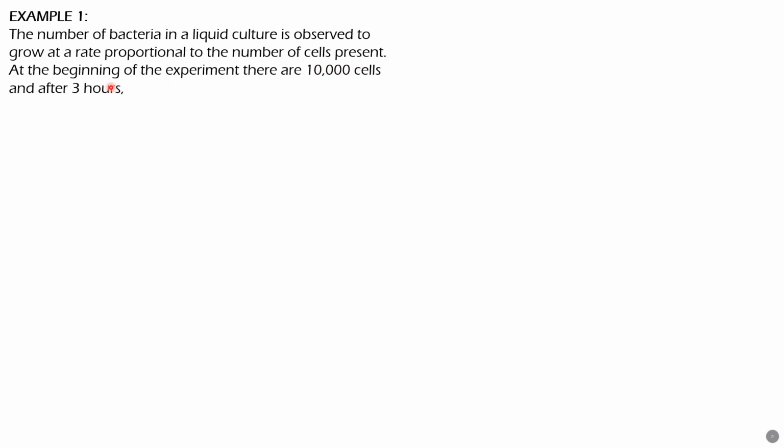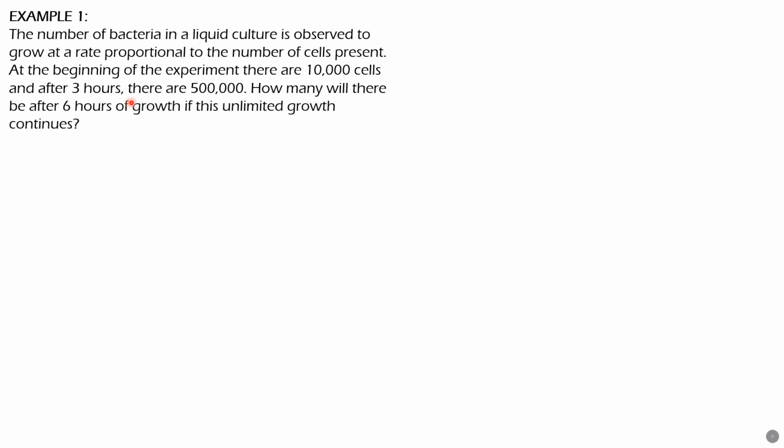So let's have this first example. This is very simple and elementary. The number of bacteria in a liquid culture is observed to grow at a rate proportional to the number of cells present. At the beginning of the experiment, there are 10,000 cells, and after 3 hours, there are 500,000. How many will there be after 6 hours of growth if this unlimited growth continues? What is the doubling time of the bacteria?